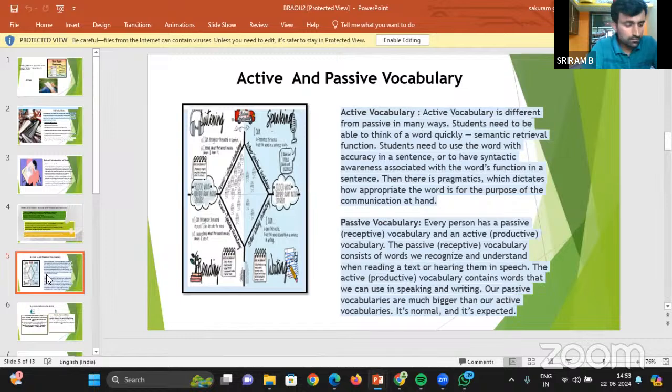Passive vocabulary. Every person has a passive, receptive vocabulary and an active, productive vocabulary. The passive vocabulary consists of words we recognize and understand when reading a text or hearing them in speech. The active vocabulary contains words that we can use in speaking and writing. Our passive vocabularies are much bigger than our active vocabularies. It's normal and it's expected.